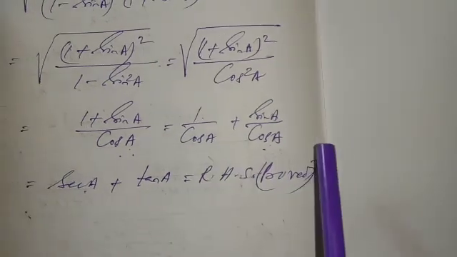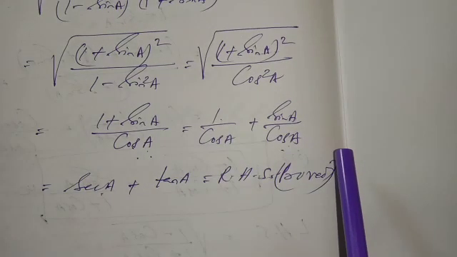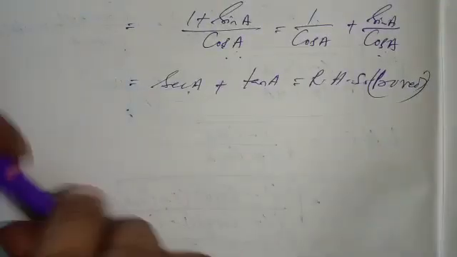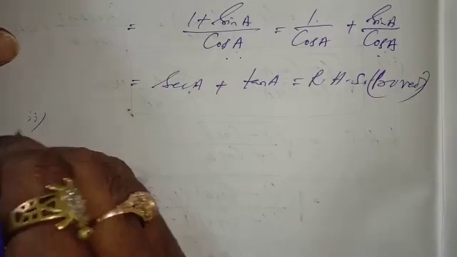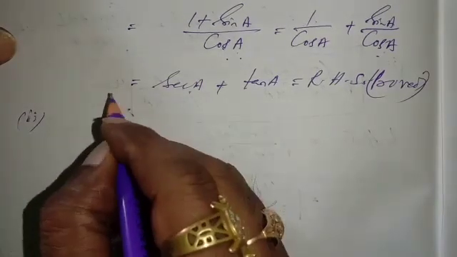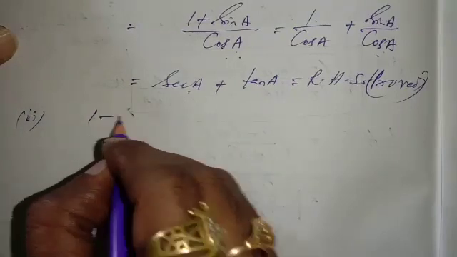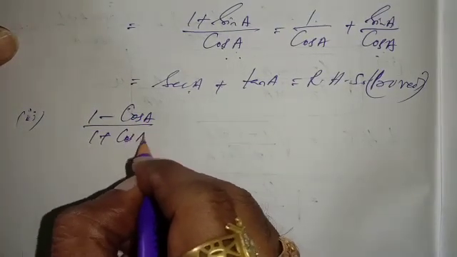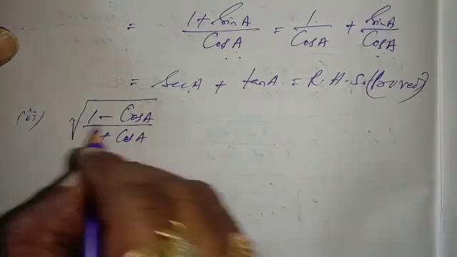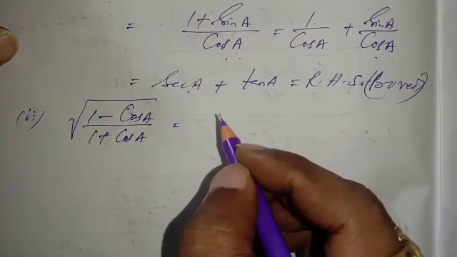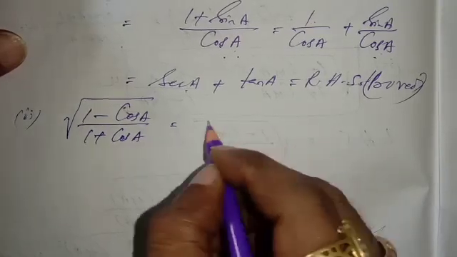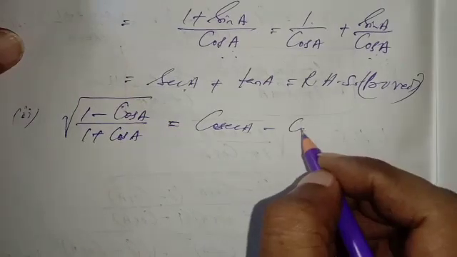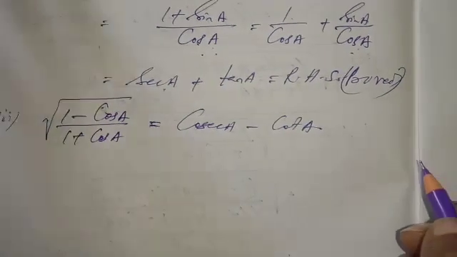Let us solve the second part of number 19. First you copy the question. Question given: root over 1 minus cos a by 1 plus cos a is equal to cosec a minus cot a. This is the question given.